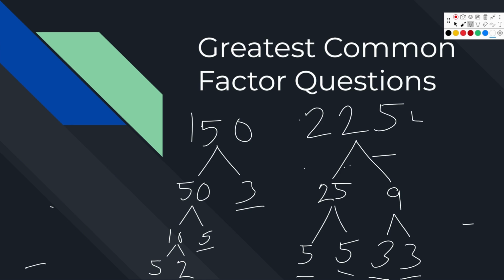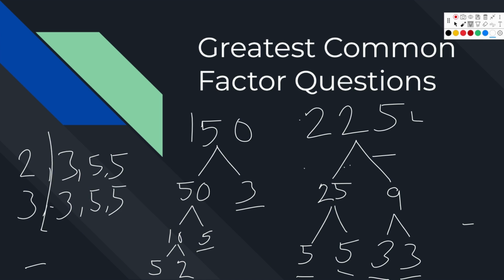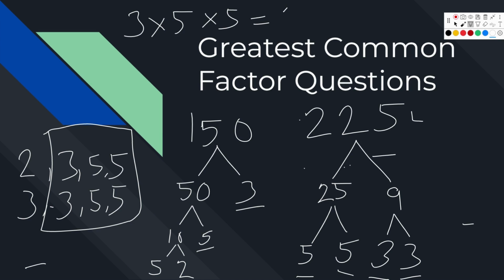Now, just as in the last question, we line them up. 2, 3, 5, 5, 3, 3, 5, 5. And as you can see, 3, 5, and 5 are the matching ones. And so if we did that calculation, we just put 3 multiplied by 5 multiplied by 5, which is the same as 25 multiplied by 3, which is simply 75.